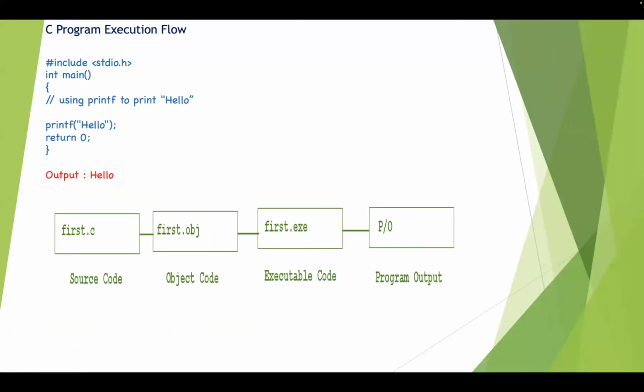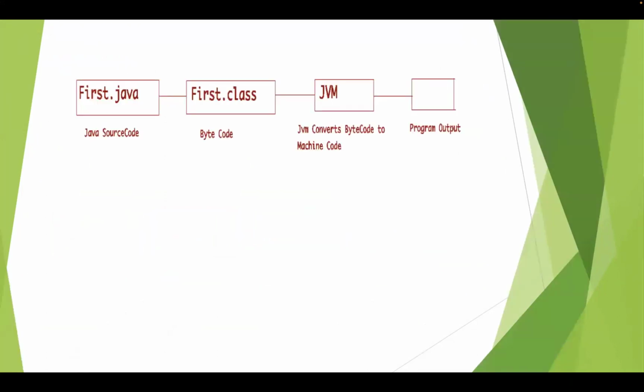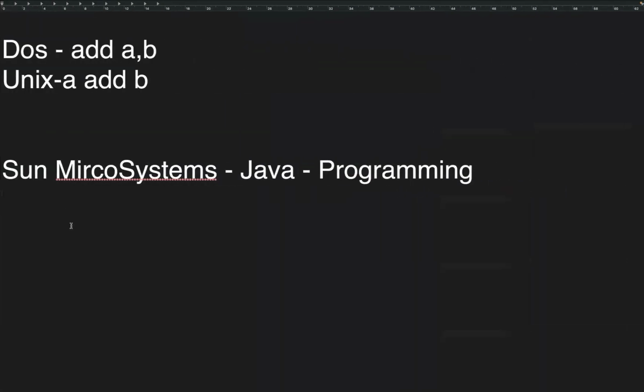Just compare here: source code, object code, executable code, program output. This is the basic flow of any programming language before Java. Now, Java, what is this? Whatever file you are going to write, whatever the program or application, what is the extension we need to follow? We need to follow .java.